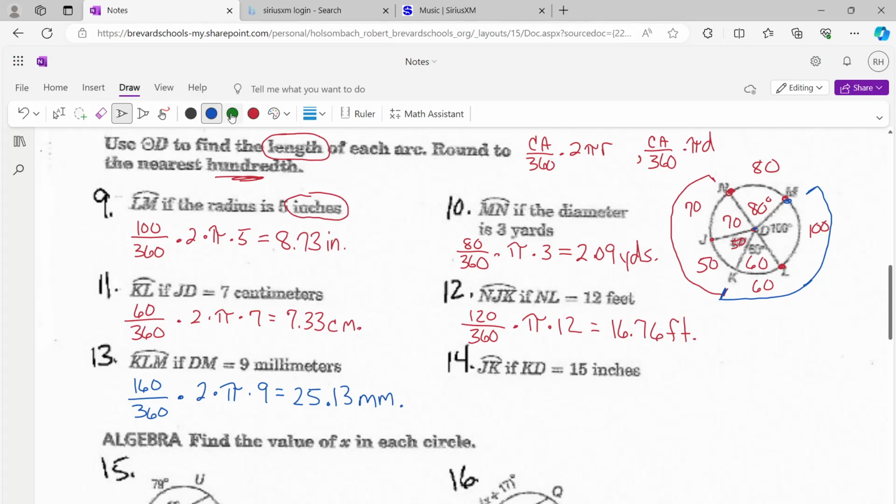And problem number 14, J to K. Starting at J, going straight to K. Here's J to K. That's 50 degrees. So 50 over 360 times KD. K to D, that is a radius. And it's 15, so we go 2 times pi times 15. 13.09, and that's in inches.